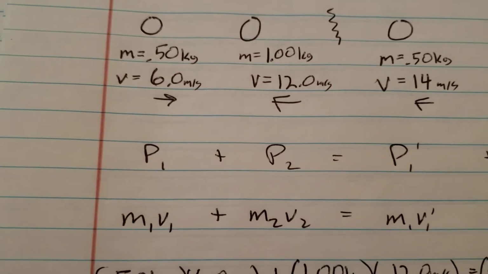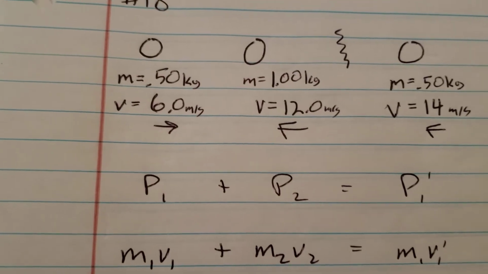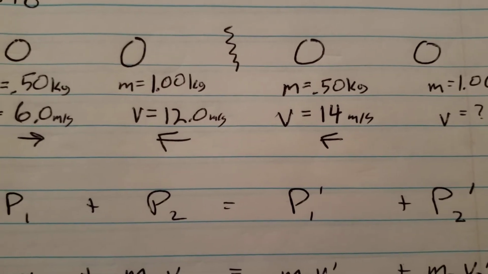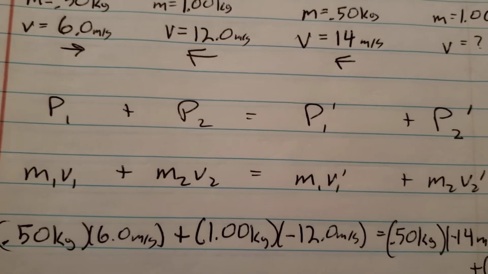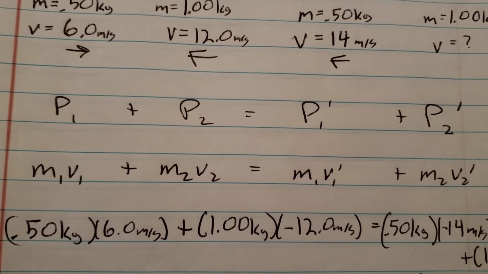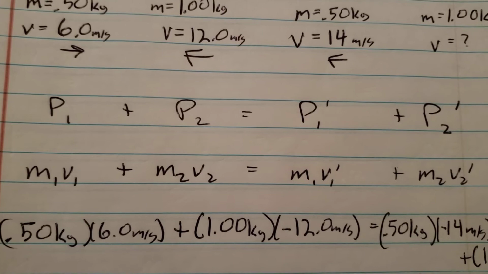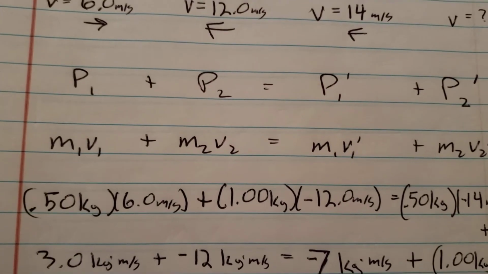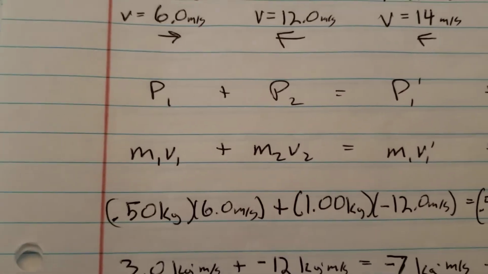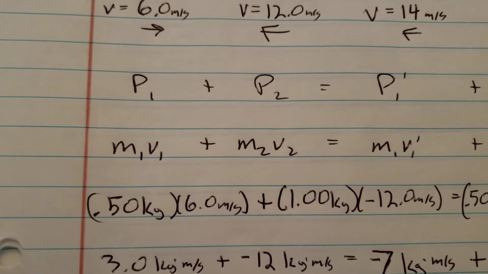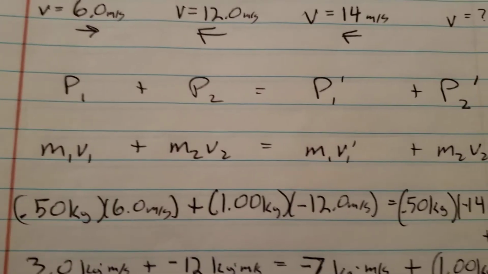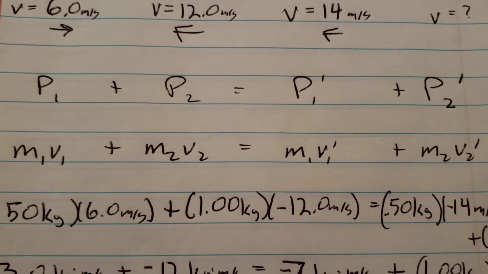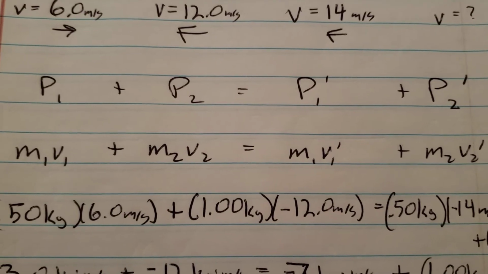Conservation of momentum, as it's gone on so far, has been P1 plus P2 equal to P1 prime plus P2 prime. Like the previous problem, this becomes M1V1 plus M2V2 equal to M1V1 prime plus M2V2 prime. Now, M1 was 0.5 times V1, which was 6. M2 was 1 times V2, which is negative 12. It's negative 12 because it is traveling to the left.